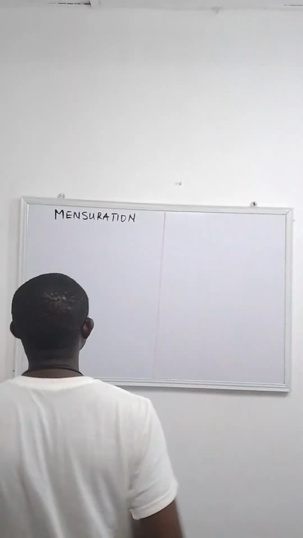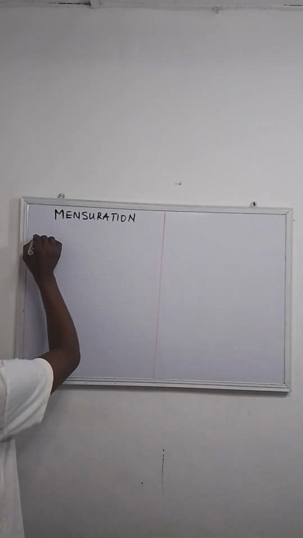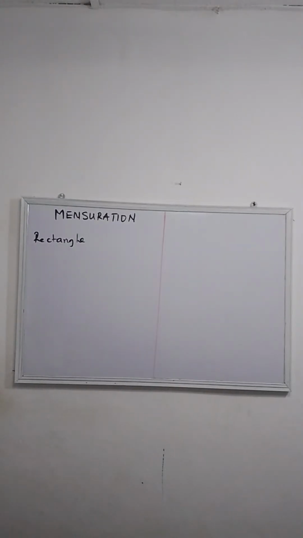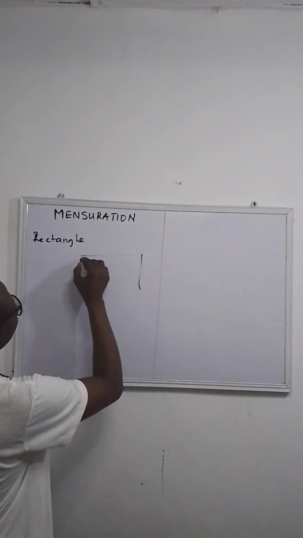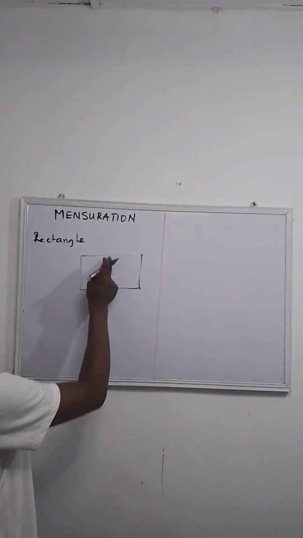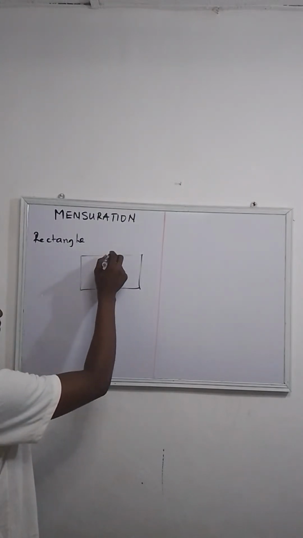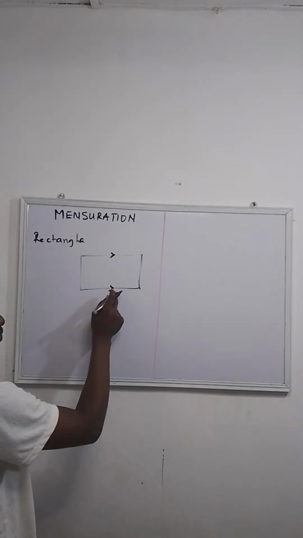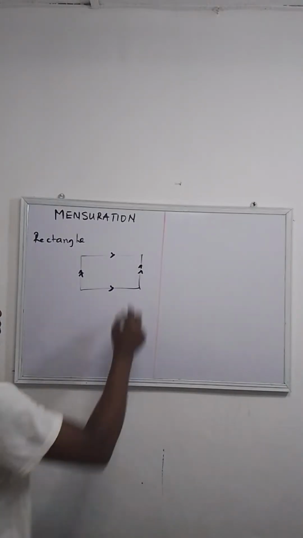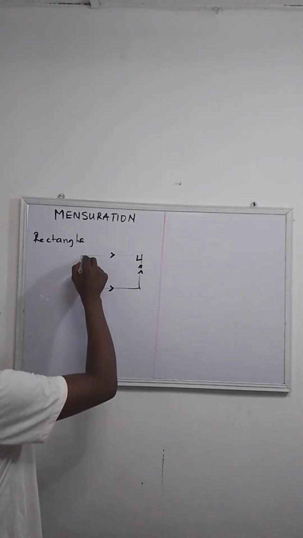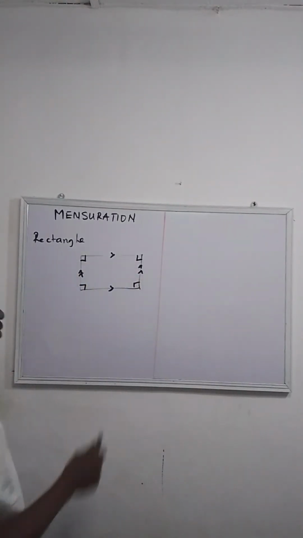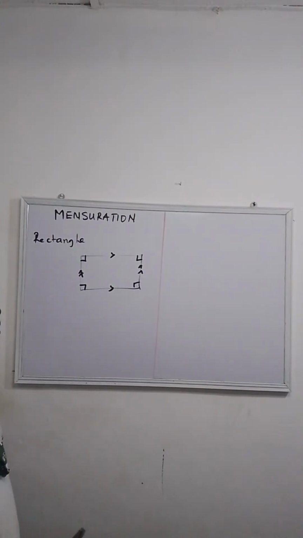The one that I think is most common is your rectangle. The rectangle looks like this, where we have two pairs of parallel lines. This line is parallel to this, and this is also parallel to this. Then we have angles here, and each of these angles is 90 degrees. So that's the first plane shape.